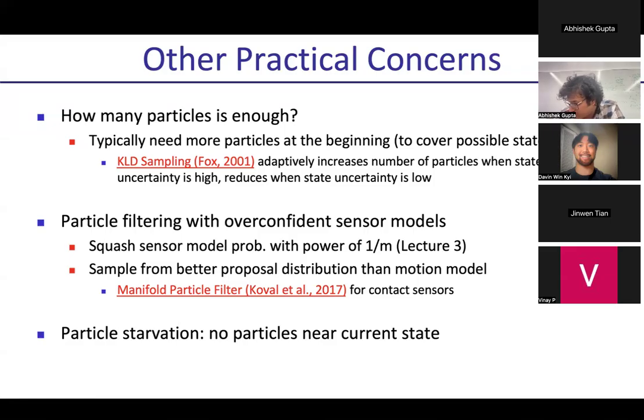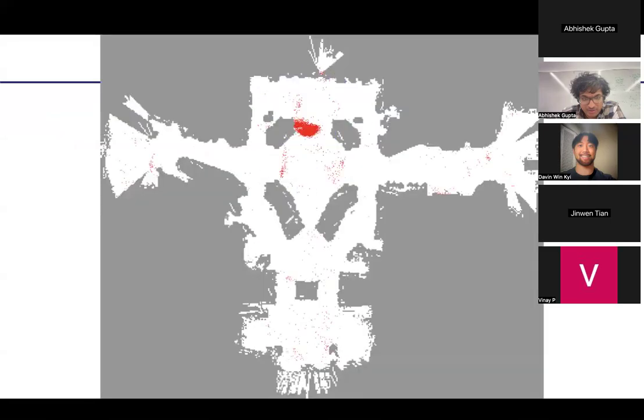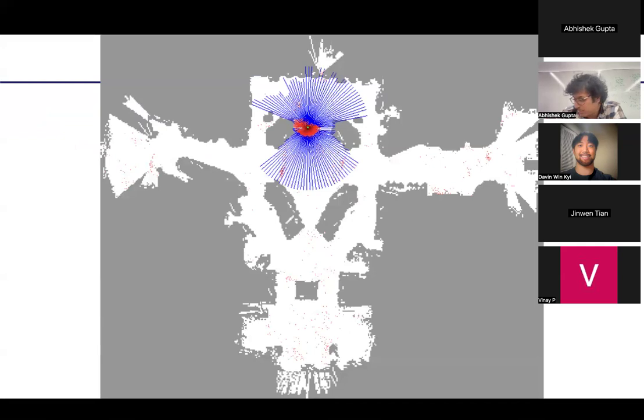And you also have an issue of particle starvation, which means that there are no particles near the current state, right? If you go back to our example in the museum, you might have collapsed the belief to a point where there are no particles around here, let's say. Then this is never going to get weighted up and it may never get motion modeled into, right? So you have nothing to weight up.